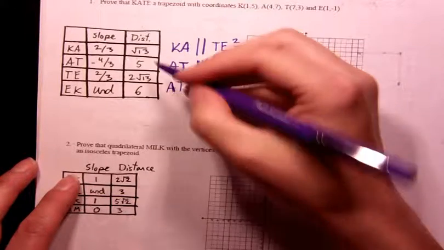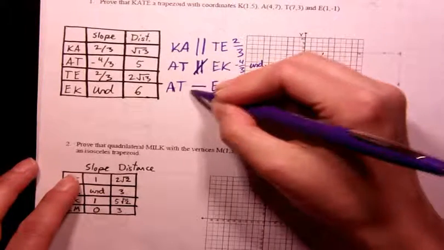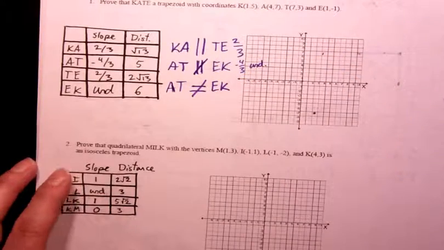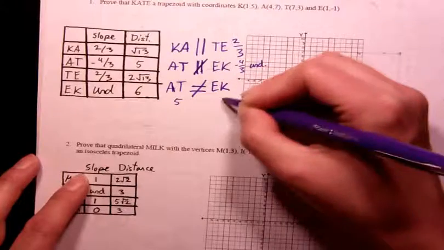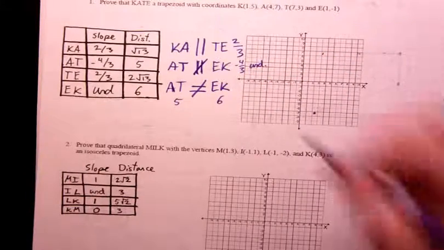No, because it's 5 and 6. So again, I do the equal sign, cross it out. That's the not equal sign. And so that's because it's 5 and 6. They don't equal.